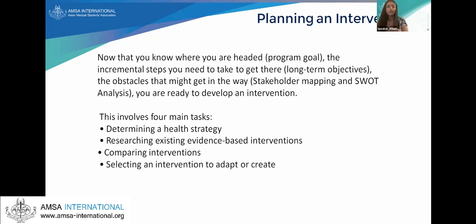What have people or organizations done in the past to solve the problem, and what were the results? Third, comparing those interventions. For instance, you might get 4 to 5 different strategies that have been used, so comparing their results to find a better solution is very important. And lastly, selecting an intervention to adapt or create. For instance, if you find one policy having significant results in the past, you might want to continue that same program or strategy. Or you might see that combining two strategies might lead to better results, so you might look forward to creating a new intervention.